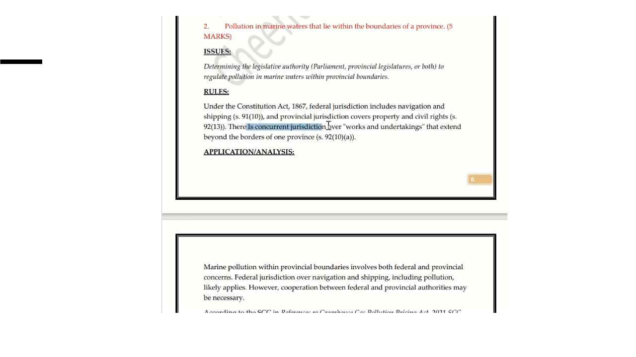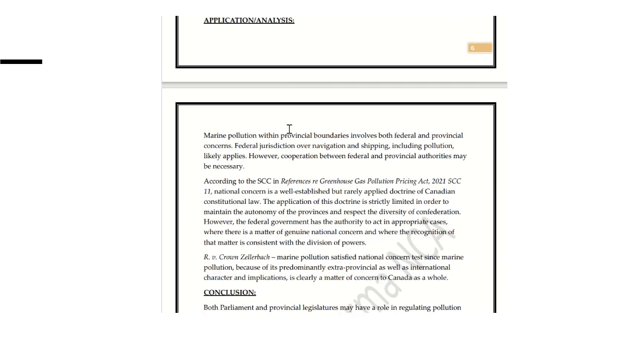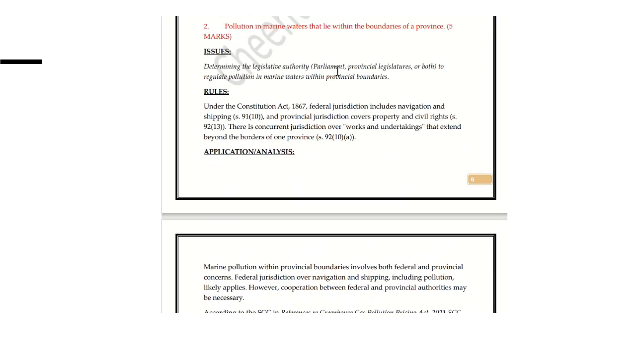Then 92(13), and there is concurrent jurisdiction over works and undertakings when you look into 92(10)(a), beyond the borders of one province. So these are the three sections that we have to analyze. So marine pollution within provincial boundaries involves both federal and provincial concern. Federal jurisdiction over navigation and shipping, including pollution, likely applies. However, there is a cooperation that needs to be there, because here we are talking about a matter that is of a federal nature, but it is coming under the boundaries of a province.